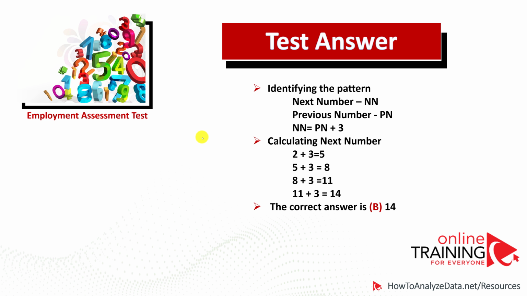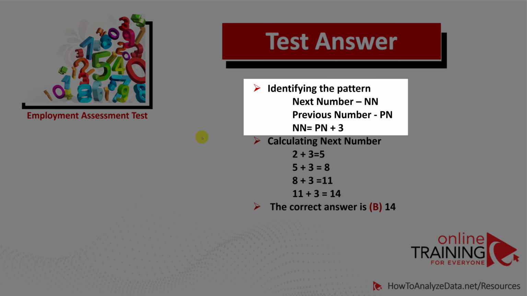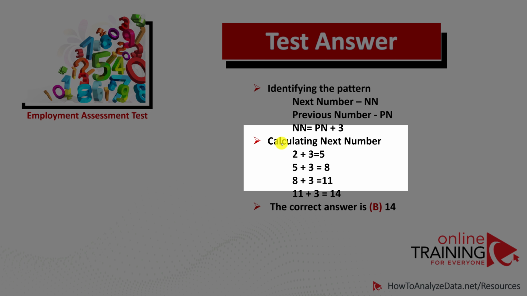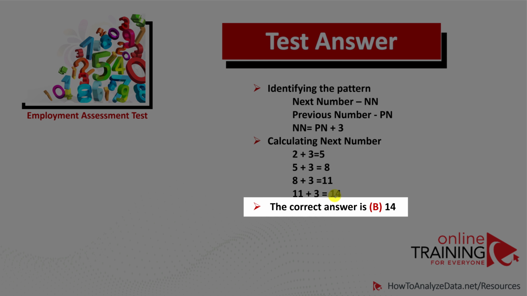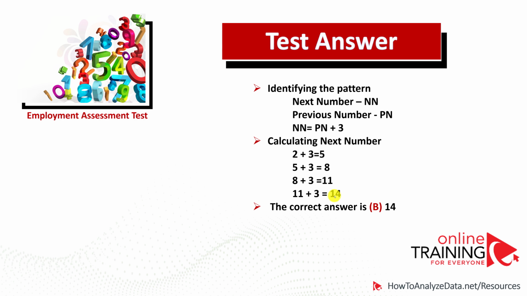This pattern is rather simple. The next number is determined as previous number plus 3. So to calculate next number, you have 2 plus 3 equals 5, 5 plus 3, 8, 8 plus 3, 11, and the last number would be 11 plus 3, 14. So the correct choice here is choice B, 14. Hopefully you've nailed this question.